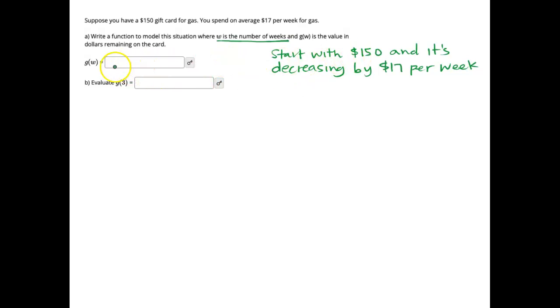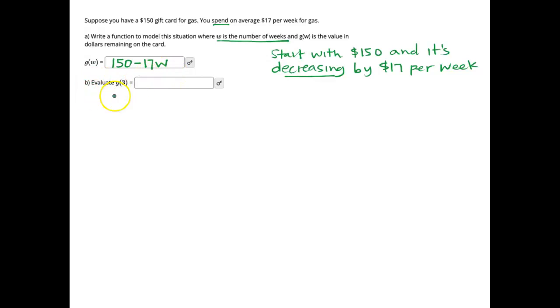Well, if we're starting off with $150 and it's decreasing by $17 per week, since it's decreasing, we're spending that much, right? A lot of times students overlook that and put a plus sign there instead, but it should be minus because you're subtracting $17 off per week. So we have to say 17 times W, depending on how many weeks we're at, is going to tell us how much money we have left on the card.